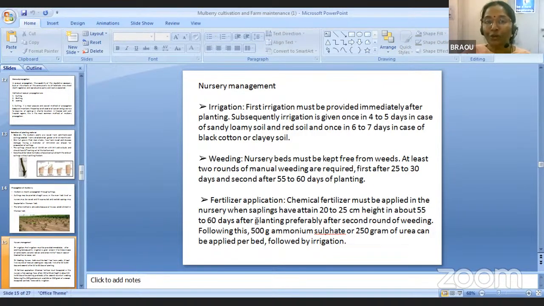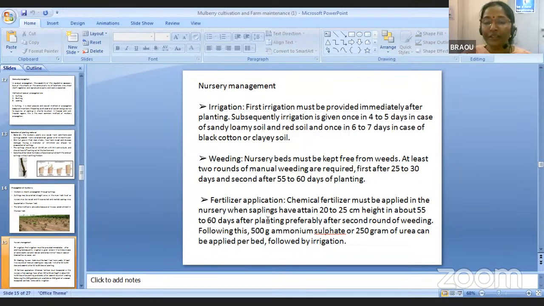Fertilization: how you're going to apply the fertilizers, that is manure or nutrition to the soil or the sapling, so that the plants can grow very well. Chemical fertilizers must be applied in the nursery when the saplings have attained 20 to 25 centimeters in height, almost the big scale size. You're going to apply the first chemical fertilizer in about 2 months after planting, preferably after the second round of weeding.